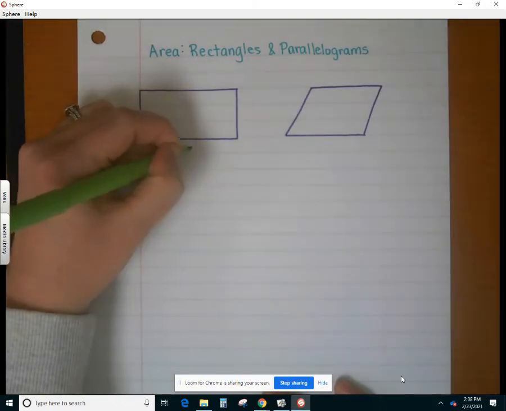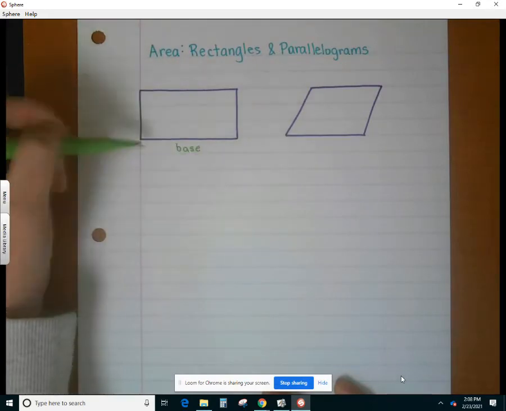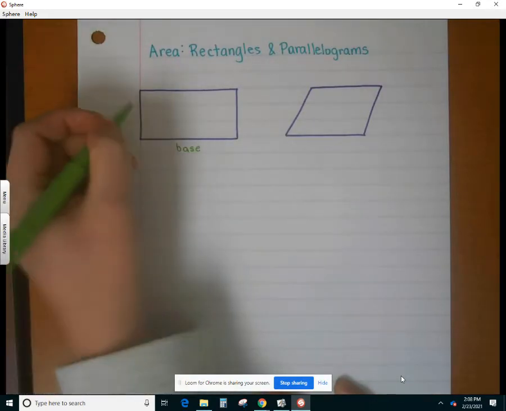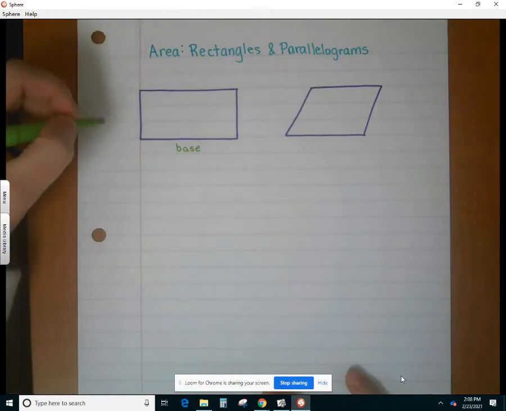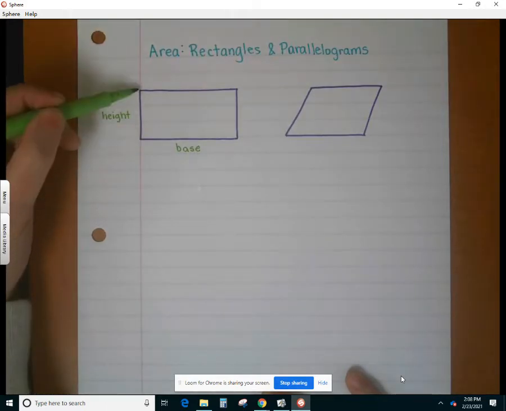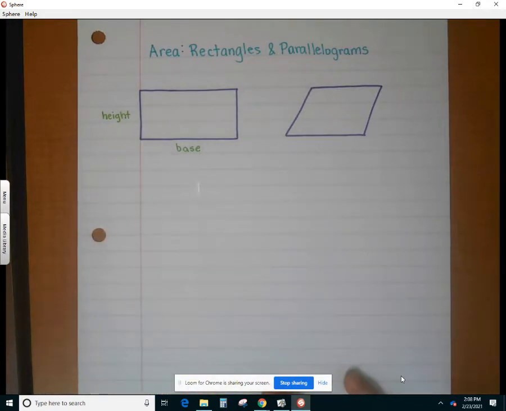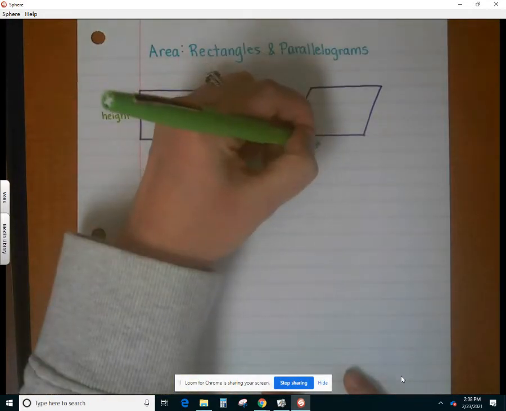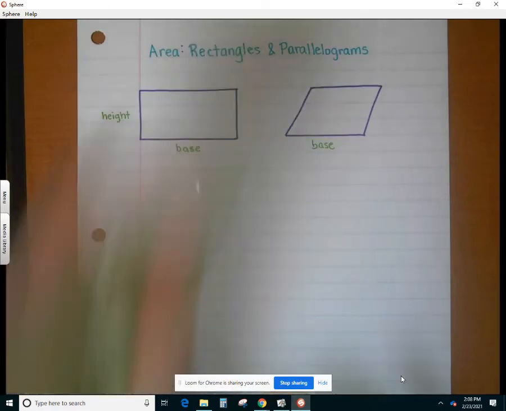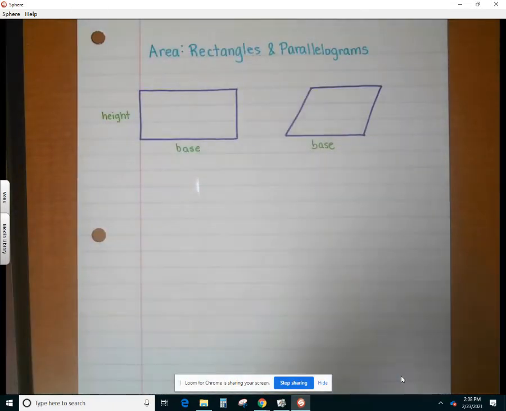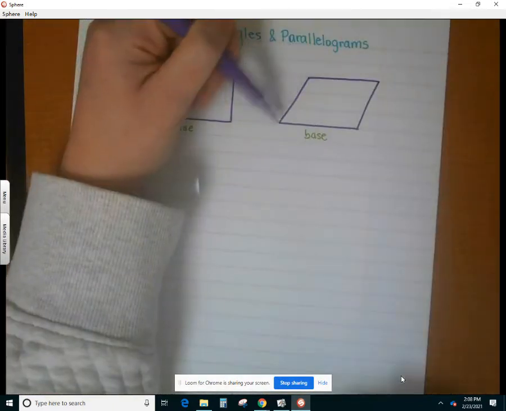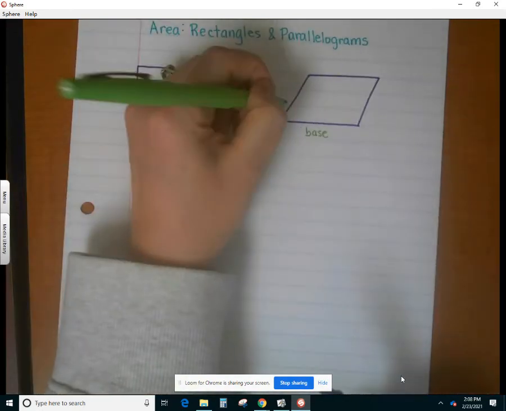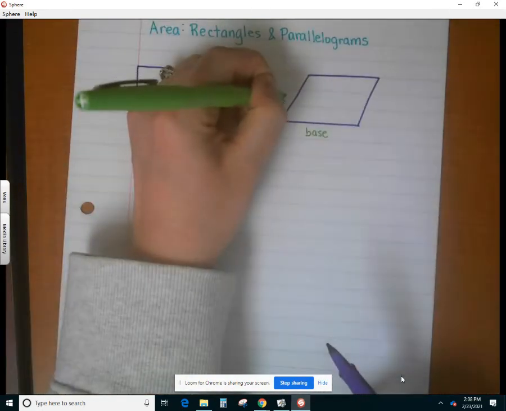We call this the base. Think of base like the bottom, and then height is from the bottom to the top. So think about how tall you are from your head to your toes. Okay, so height is up and down, base is on the bottom. And then for a parallelogram, base is going to be exactly the same. The difference on a parallelogram is that this right here is not the height. This is actually a side.